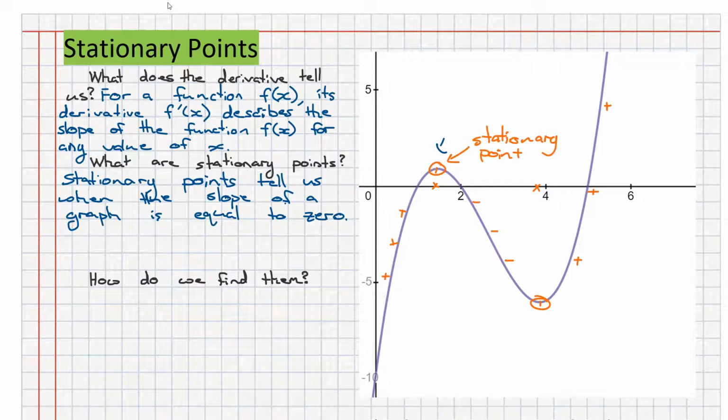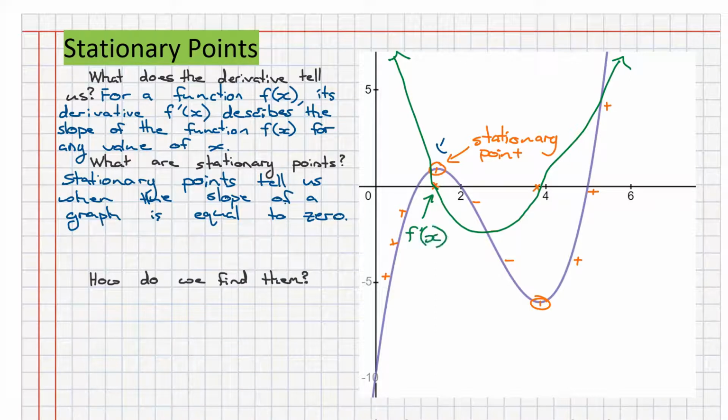Now the next question is, if we know what they are, then how do we find them on a graph? And let's consider if we just take the derivative of this function here, what we'd find is that using our knowledge, we're going to see positive slope here, negative slope here, and positive slope here. So to be able to find a stationary point, we simply have to take the derivative of the function and look for when the derivative equals 0.